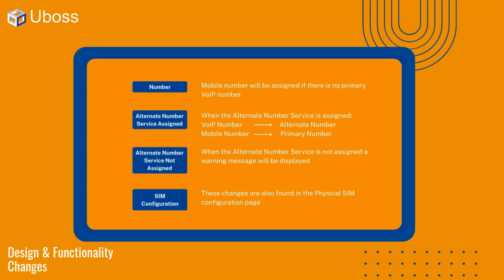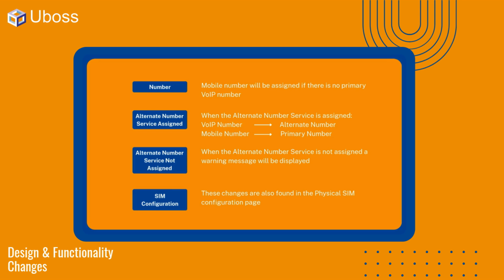If the alternate number service is not assigned, or there is no available slot in the alternate number service, Uboss will show the following validation message. The Tango service or the package name cannot be assigned because we are unable to assign a mobile number to the user. Please assign the alternate number service and ensure an alternate number slot is available, or remove the existing VoIP number and try again.